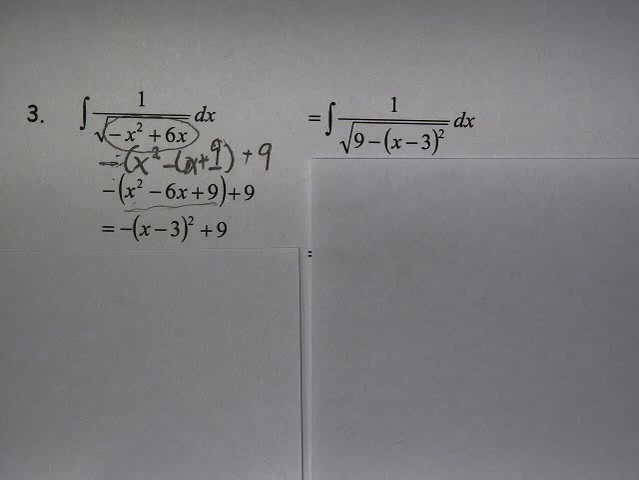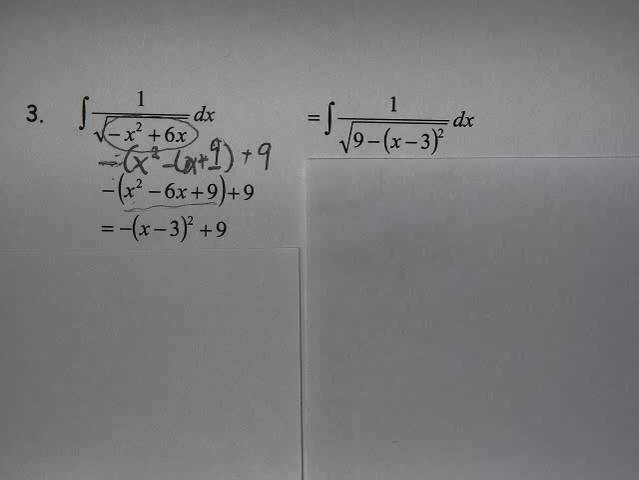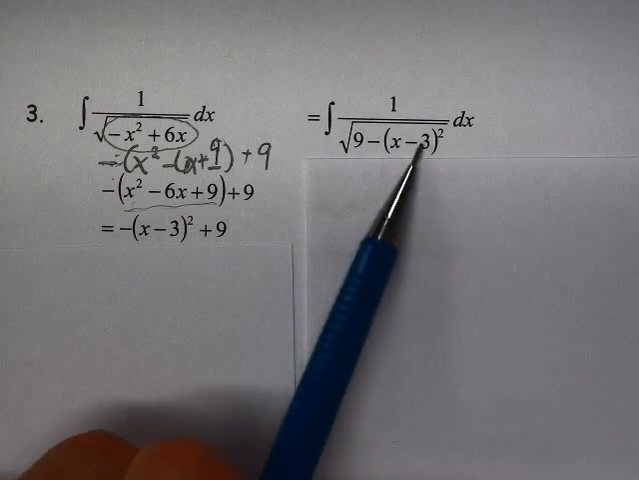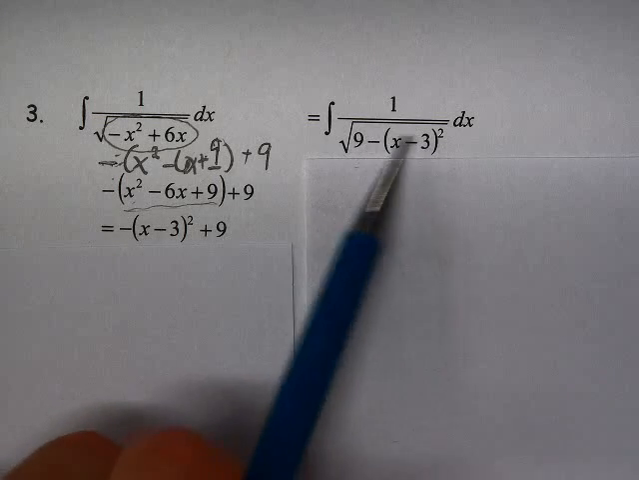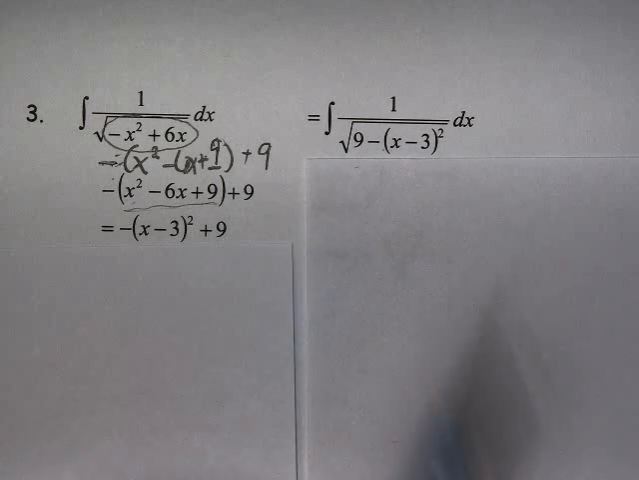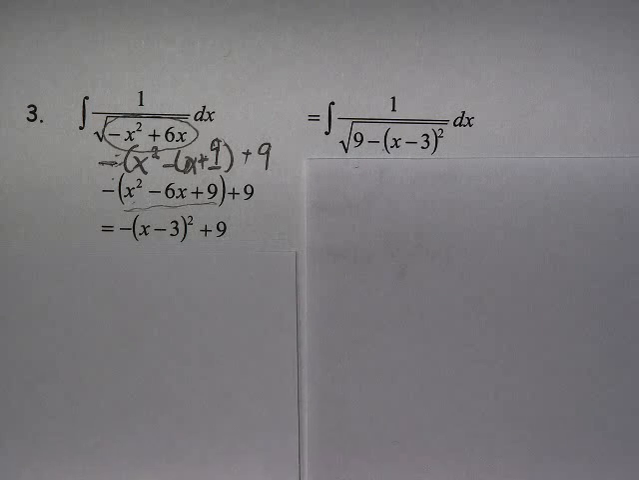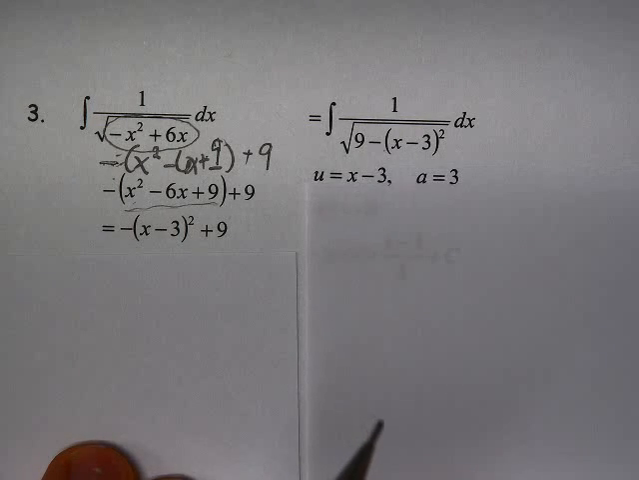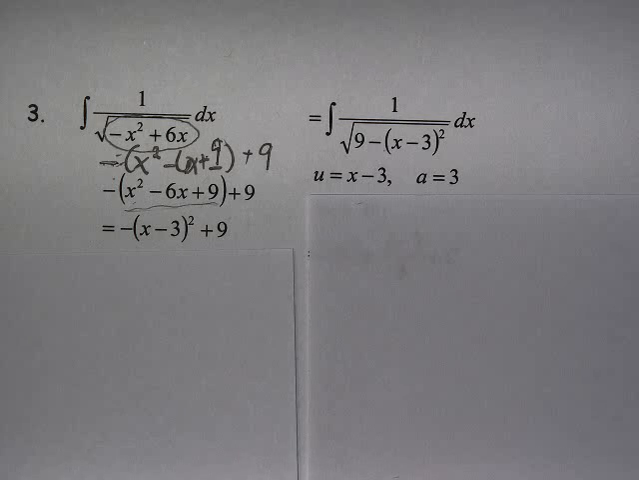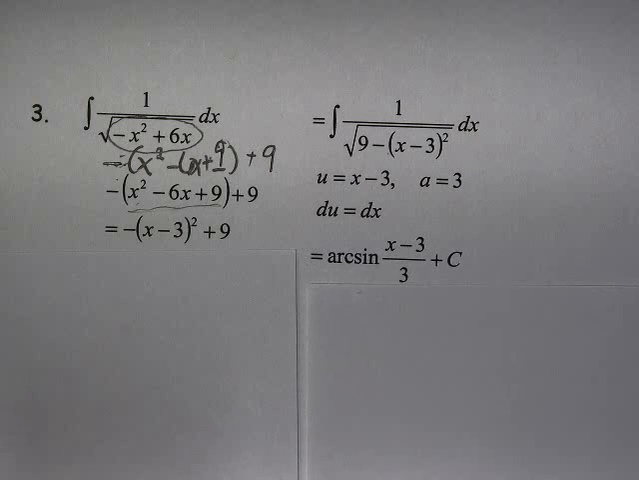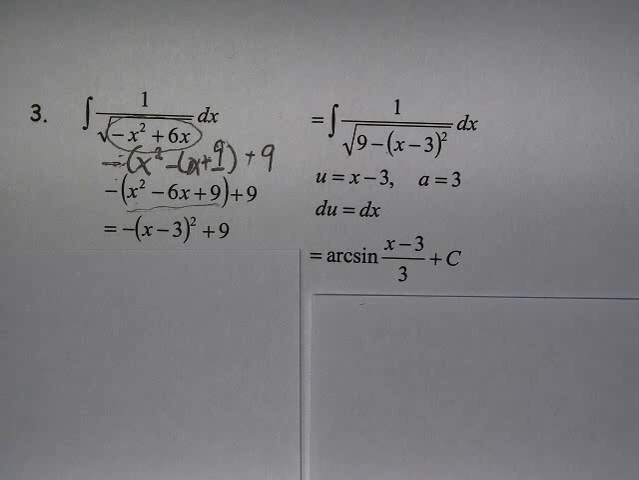My denominator ends up looking like this. It's 9 minus x minus 3 squared. So I can see right away I have a constant squared minus a function of x squared all underneath the square root. So I know now that I'm going to get an arcsine, where u equals x minus 3 and a equals 3. And then from there I can just use the formula for arcsine. I get arcsine of x minus 3 over 3 plus c.